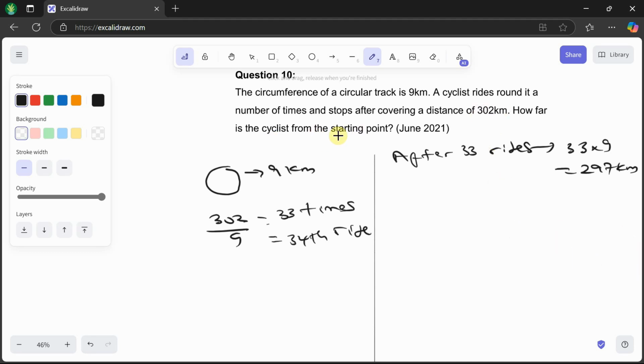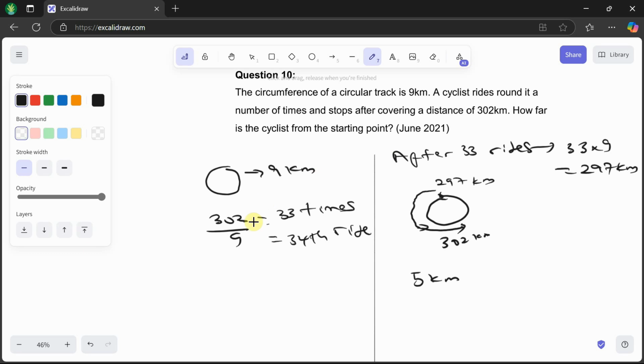It now says how far is he from the starting point. So he has covered 297 round. Let's say this was the starting point. He had gone round 33 times and it was already here. So it was continuing, 298, 299, until he reached the point of 302 kilometers. So how far is it from the starting point? At the point of the 33rd ride, he has covered 297 kilometers, right? So the difference in the two will just be how far he has actually cycled from the starting point. So that is 302 minus 297, and that's 5 kilometers.